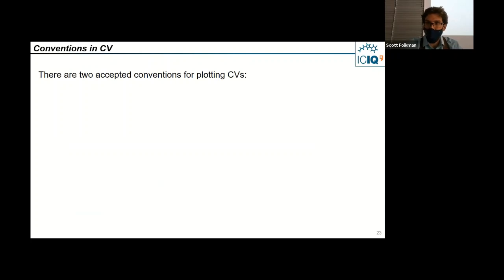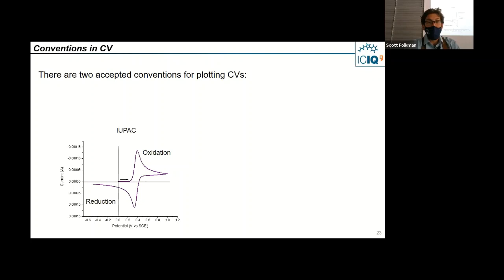And the last thing I want to point out today, before I give you guys the exercises, is that there's oftentimes confusion in cyclic voltammetry because there are two conventions for plotting CVs. There is the IUPAC convention shown here, where more positive potentials are shown to the right, and oxidative current is shown up. So then more negative potentials are shown to the left, and reductive current is shown down.